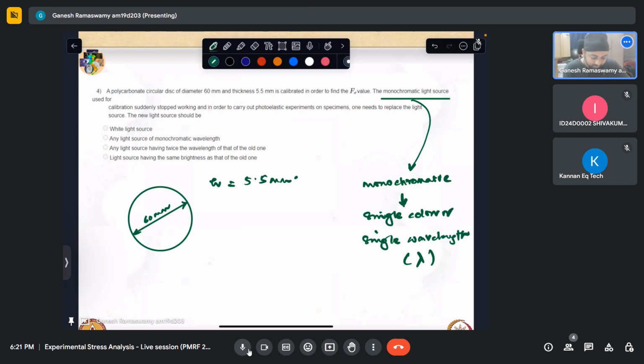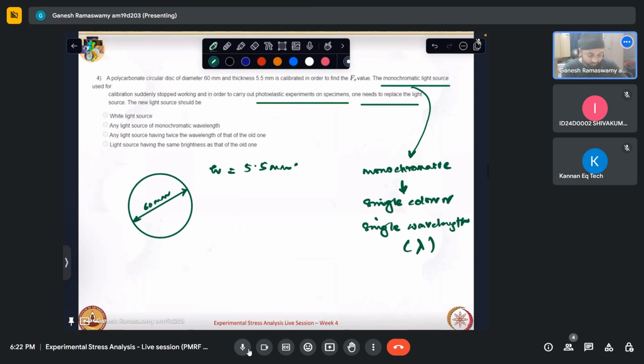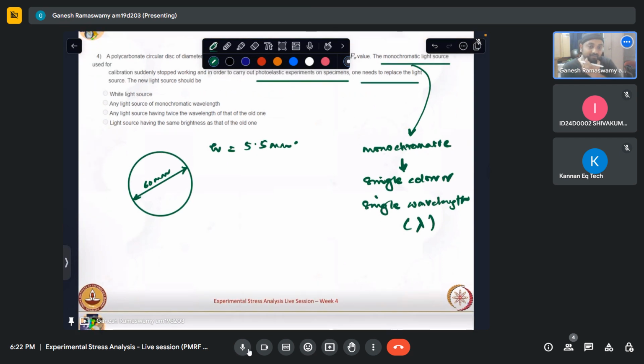And in order to carry out photoelastic experiments on specimens, one needs to replace the light source. The new light source should be a white light source, any light source of monochromatic wavelength, any light source having twice the wavelength of the old one, or a light source having the same brightness as the old one. So here we essentially want the wavelength to be associated.